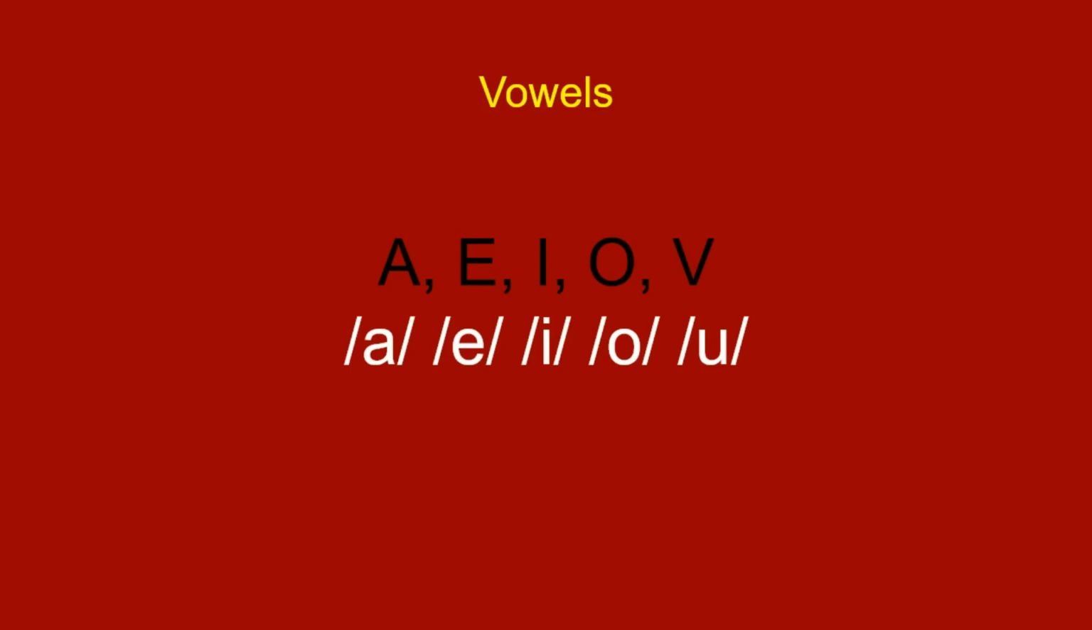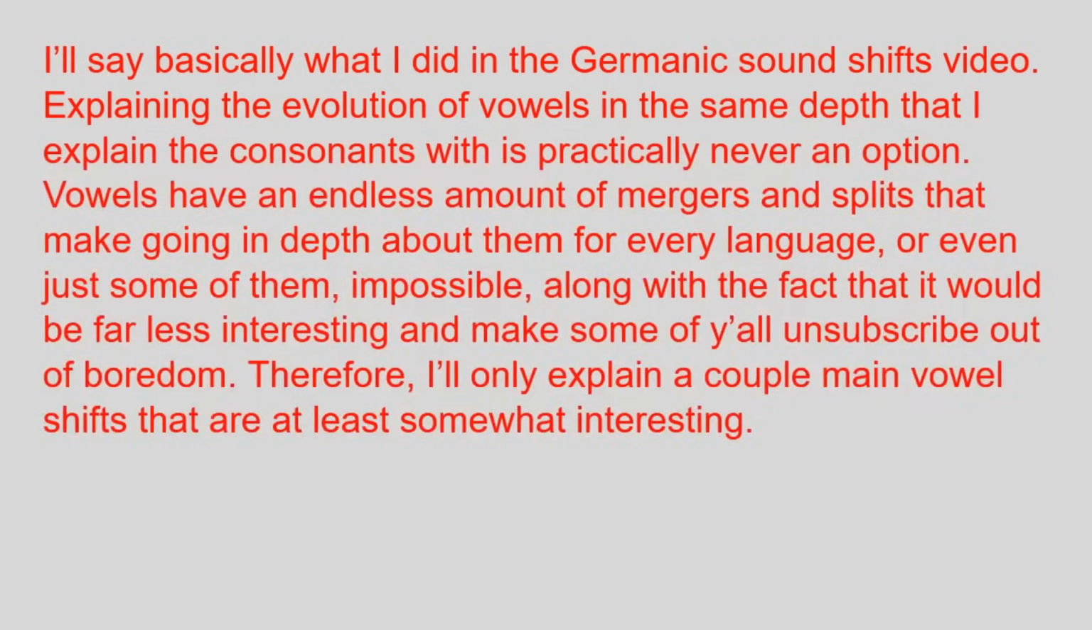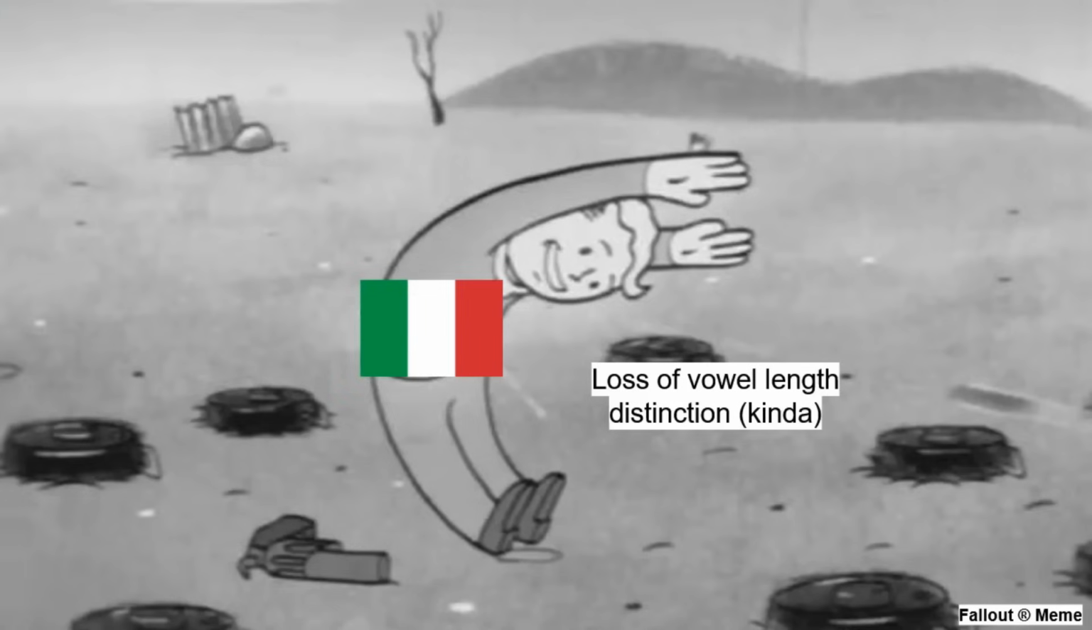So now we're on to vowels, but of course they're way too confusing to actually go into detail on, so I'll just briefly discuss two main themes of them. First off, I'll specifically talk about how the length distinction evolved into Italian, as that's the only one of the languages we've been discussing that still has it.